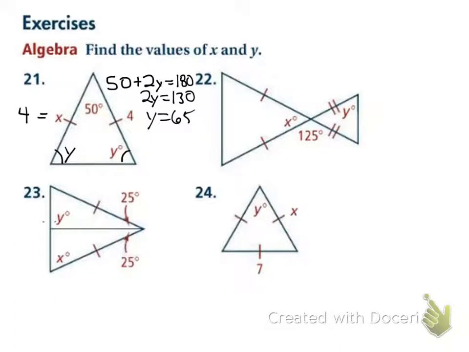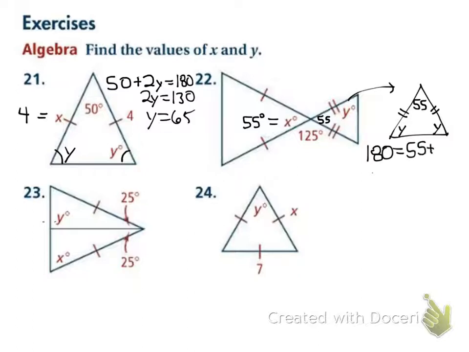Now for 22, I know that x is going to be the supplement to 125. So that's going to be 55 degrees. Now it's also vertical to the angle inside the triangle with y. And let's just redraw that over here and rotate it around. So I got 55. Those two sides are congruent, so that is an isosceles triangle. And I have y there. Well, that means this one is also y because it is isosceles and those are my base angles. So 180 equals 55 plus 2y. That's 125 equals 2y. And so y comes out to be 62.5.